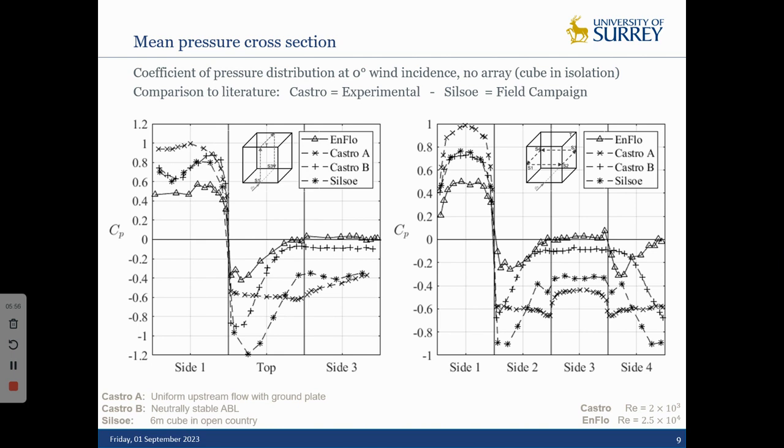And our setup is most similar to that of Castro B in these graphs, where they simulate a neutrally stable atmospheric boundary layer. And you can see it agrees fairly well. The differences are likely Reynolds number effects, but this helps us know that we can trust our cube going forwards for the rest of our analysis.